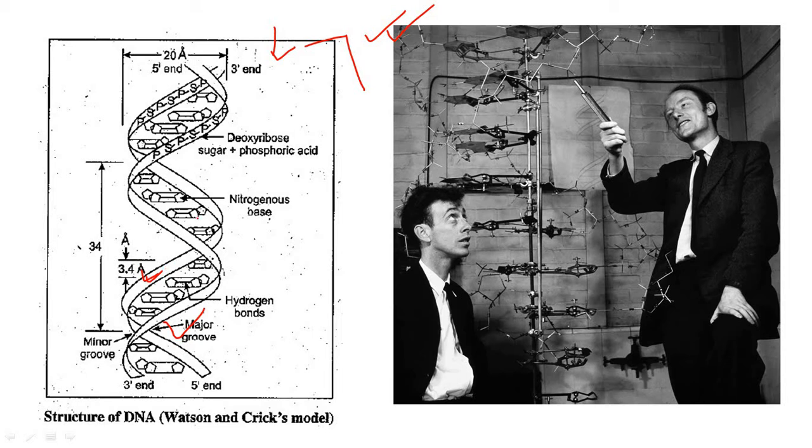And there is one major groove and one minor groove. This is the major groove and this is the minor groove in each complete turn of the DNA. The main axis of each helix is formed by the sugar phosphate backbone, and the nitrogen bases are stacked inside the helix, perpendicular to its axis.